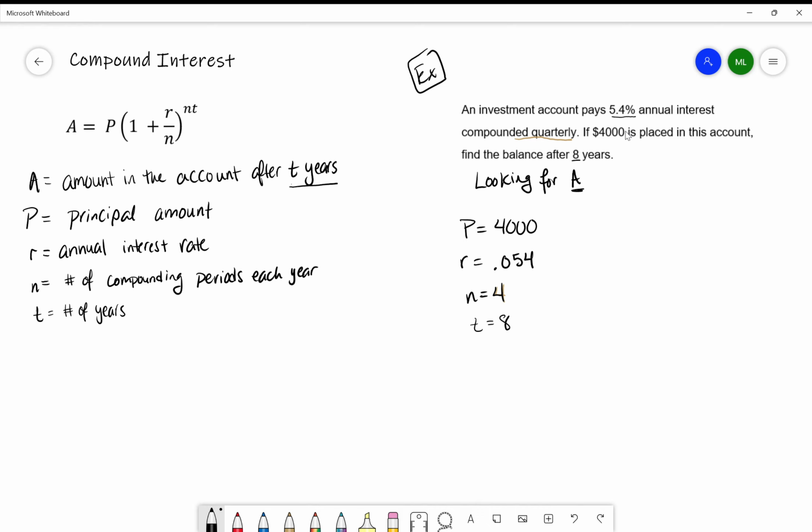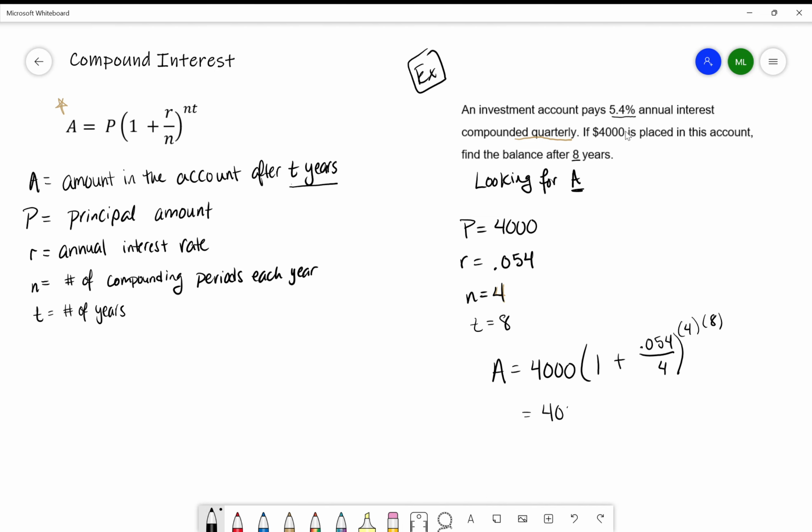Here's our equation: A equals P times (1 plus R over N) to the power of NT. We're looking for A. Our principal is 4,000. Oh, no, not 400, 4,000. That would have been an arithmetic mistake, and then you'd get a wrong answer, but we don't want that. So always double check your work. 4,000 times 1 plus the rate 0.054 all over N, which is 4, raised to N, which is 4, times T, which is 8.